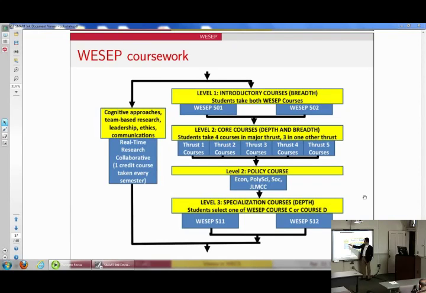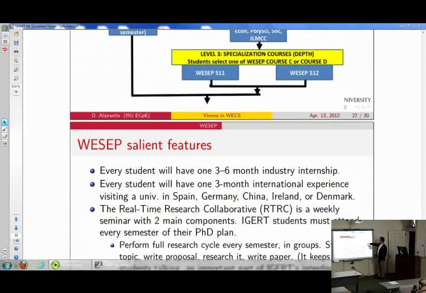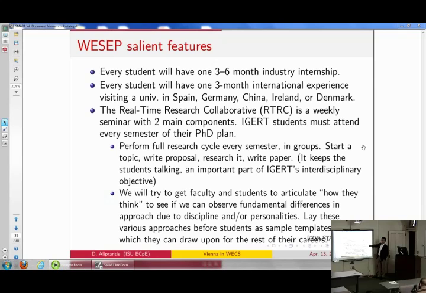So we have this thing called the Real-Time Research Collaborative. What is that? Let's see. So this real-time research collaborative is some kind of weekly thing that the students will have to take throughout their lives as students. And what they will do is do some kind of mini research cycle every semester together with other people. So they will start a topic, write the proposal, research it, write some kind of white paper. It might not lead to groundbreaking research all the time. Okay, if I put you guys together, let's say you're the students here and you get together, write a topic and do some research.